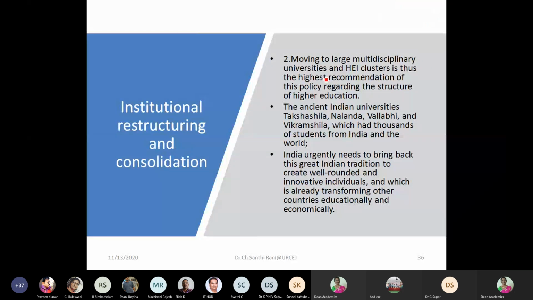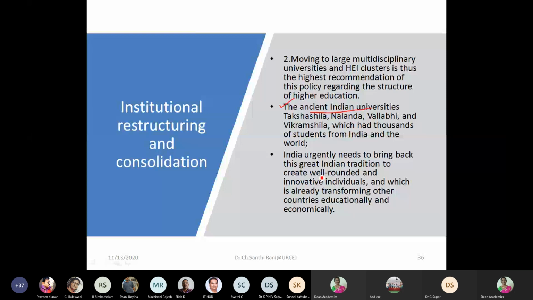And if we see some more motives, right? Moving to large multidisciplinary universities, and thus we can see why it has suggested such a decision or change is, if we observe the ancient Indian universities like Takshashila and Nalanda universities, they used to have thousands of students from India and from the other parts of the globe. And now India has realized that urgently it needs to bring back this great Indian tradition to create well-rounded and innovative individuals, and which is already transforming other countries educationally and economically.